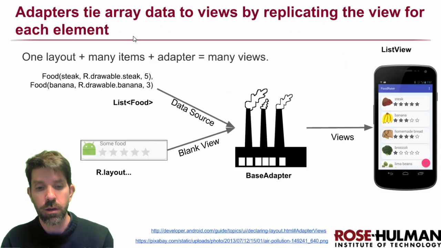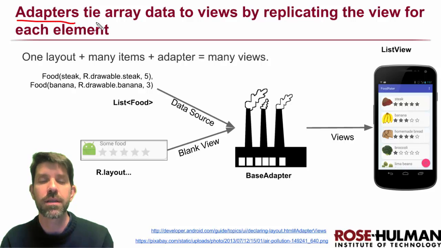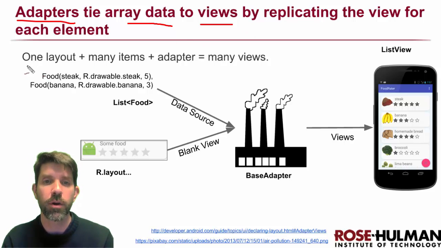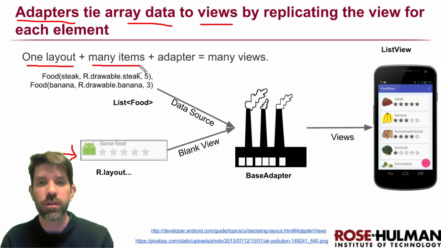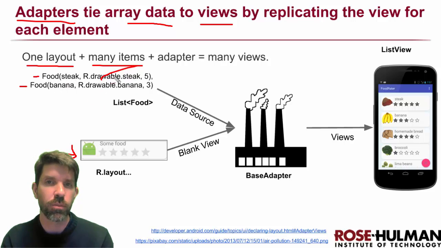As far as concepts go, let's get the big idea down. What is an adapter? An adapter is simply an object that's going to tie array data or some sort of list data to views by making copies of that view for each element. The way that you want to think about it is that you have one layout. Here, this is the Food Radar app. I've put together one little layout here for one food item, and then I replicate that with many items. So here I have just two of many food items: steak and bananas, with some drawables that go along with those, and then the ratings here.